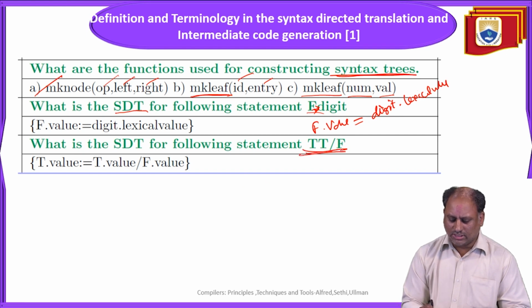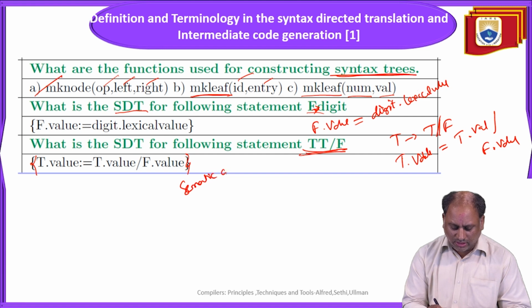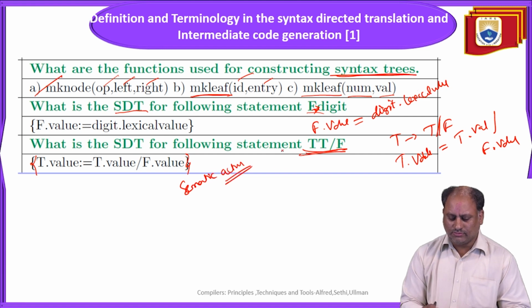Now what is the syntax directed translation for T derives T by F? Here the left hand side expression is T dot val equal to the right hand side T dot val divided by F dot val. This is described in terms of curly braces, which indicate the semantic action that is associated with the corresponding statement.